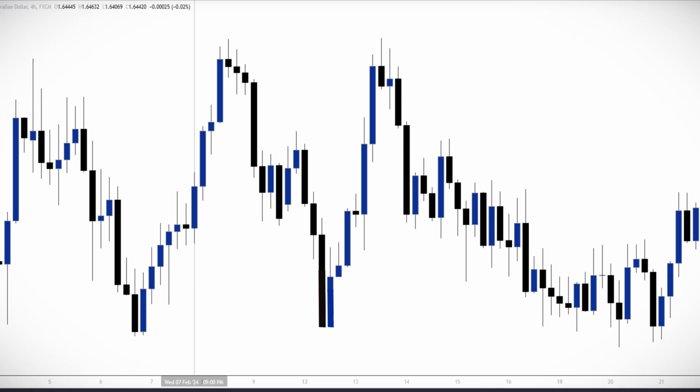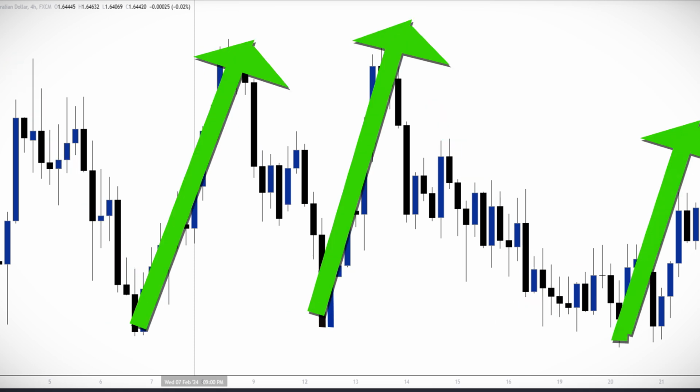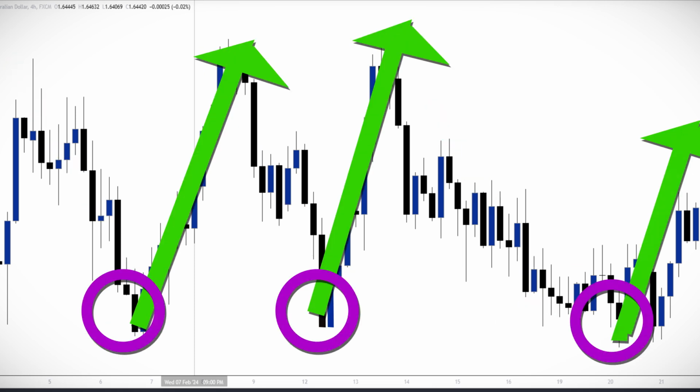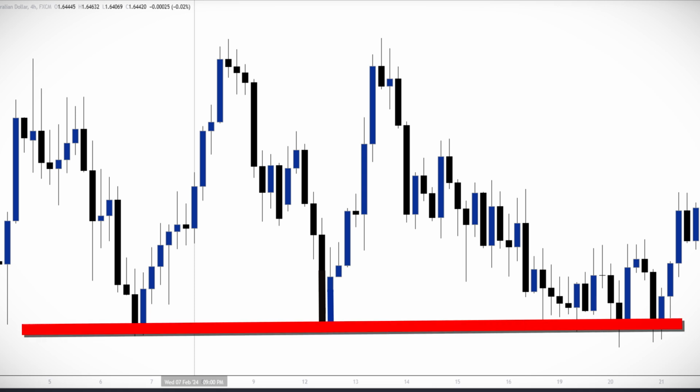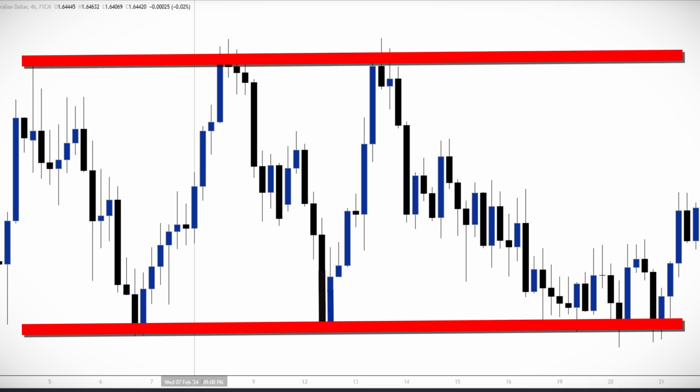You can see in this very example, price went down, hitting the same level several times before reversing back up, showing us multiple rejection. So you just draw your support level here. Also, anytime price went up to this level, it always rejects and reverses back down. So you just draw your resistance level right here.